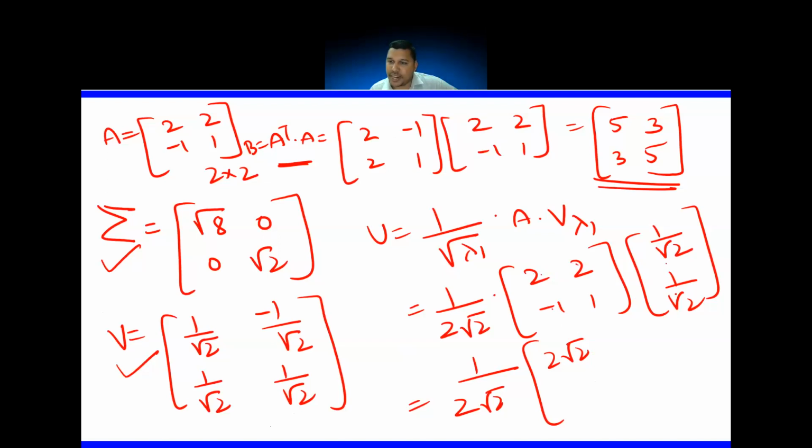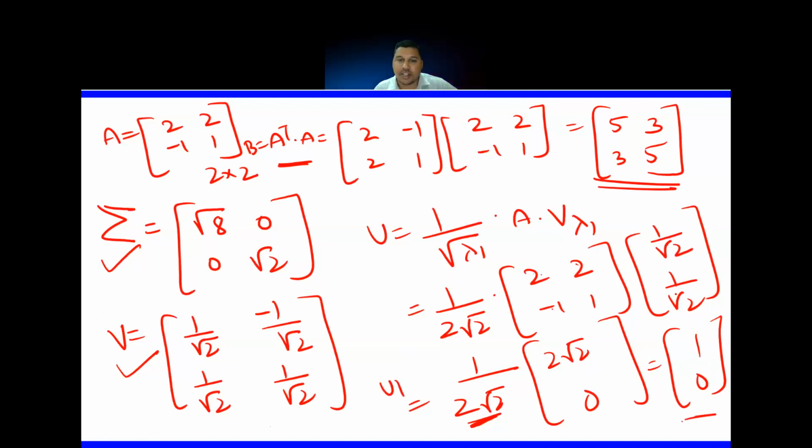Then minus 1 into 1 by root 2 plus 1 by root 2, so this becomes 0. So this is 2 root 2, 0. If I divide this by 2 root 2, it is 1, and 0 by 2 root 2 is 0. So your u1 term is 1, 0. Similarly, you have to find u2.